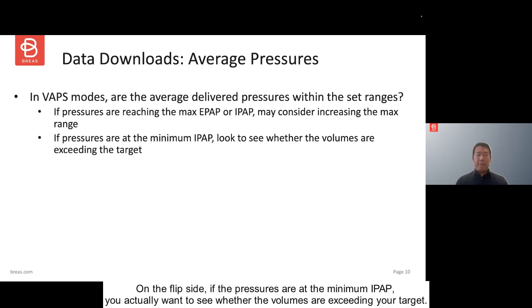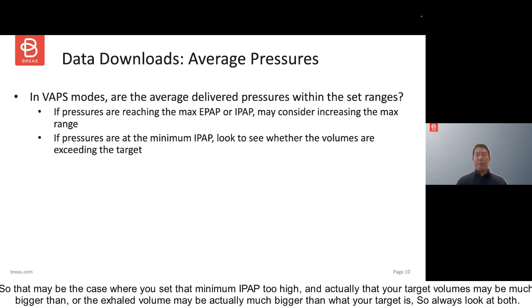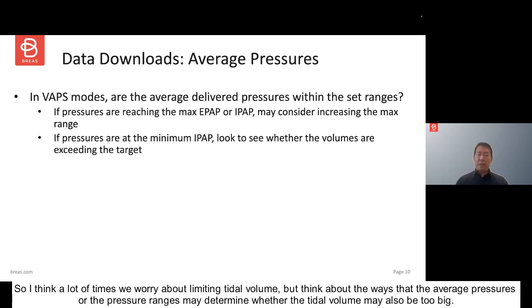On the flip side, if the pressures are at the minimum IPAP, you actually want to see whether the volumes are exceeding your target. That may be the case where you set that minimum IPAP too high, and the exhaled volume may be actually much bigger than what your target is. So always look at both. I think a lot of times we worry about limiting tidal volume, but think about the ways that the average pressures or the pressure ranges may determine whether the tidal volume may also be too big.